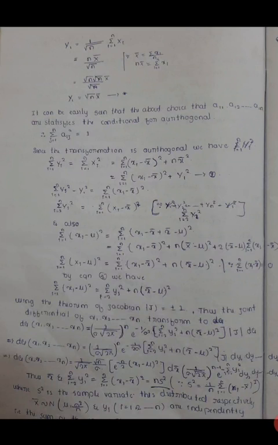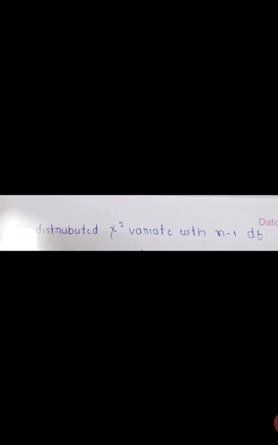These are distributed respectively: x bar follows normal with mean mu and variance sigma square by n, and yi, i equals 2 to n, are independently distributed. That is, the sum of the squares of n minus 1 independent standard normal variates is distributed as a chi-square variate with n minus 1 degrees of freedom. Thank you.